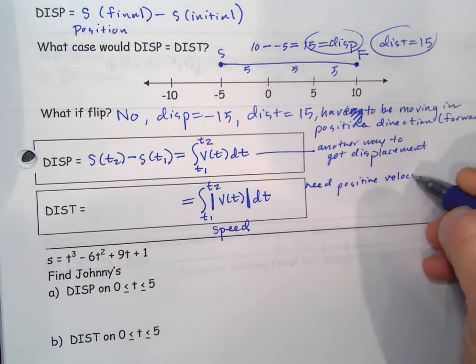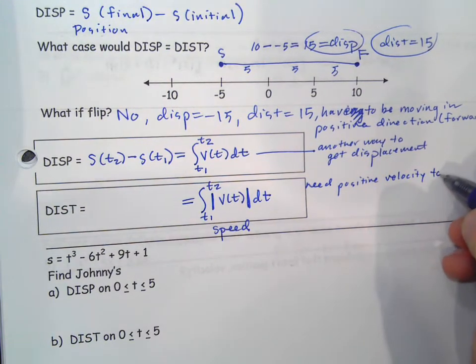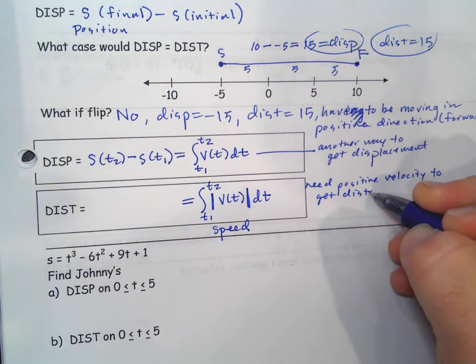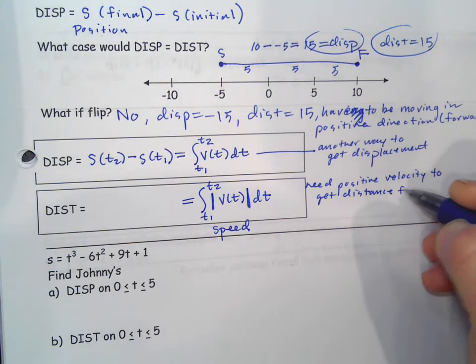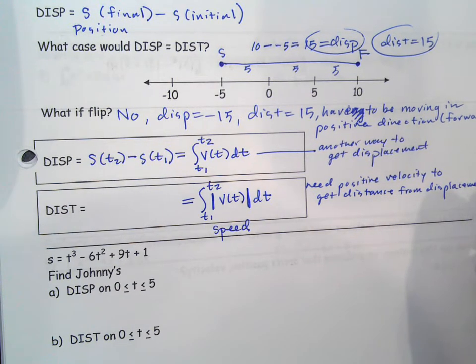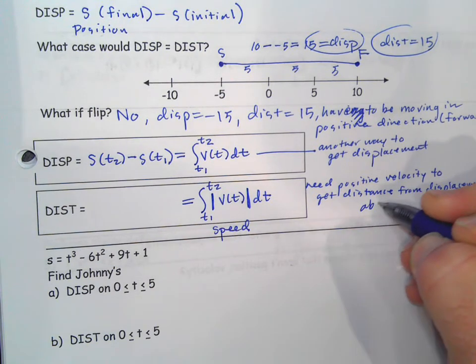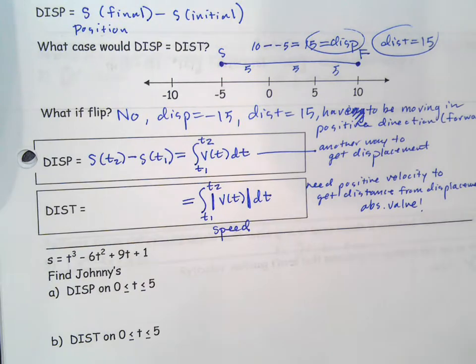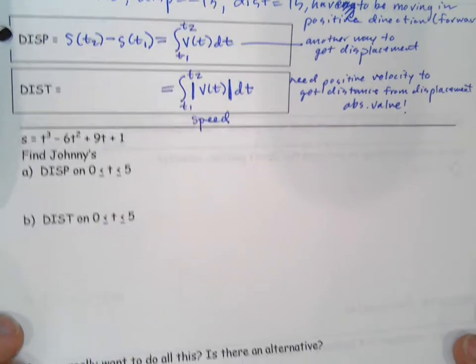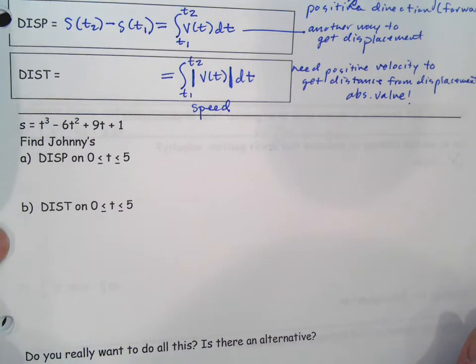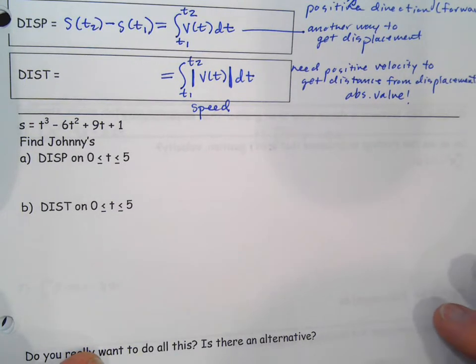So we need positive velocity to get distance from displacement. It's kind of the same idea, but we're going to force everything to be positive. The way to do that is to use an absolute value. Luckily, we've recently learned how to integrate absolute values, so that's going to be handy. Let's try some examples.